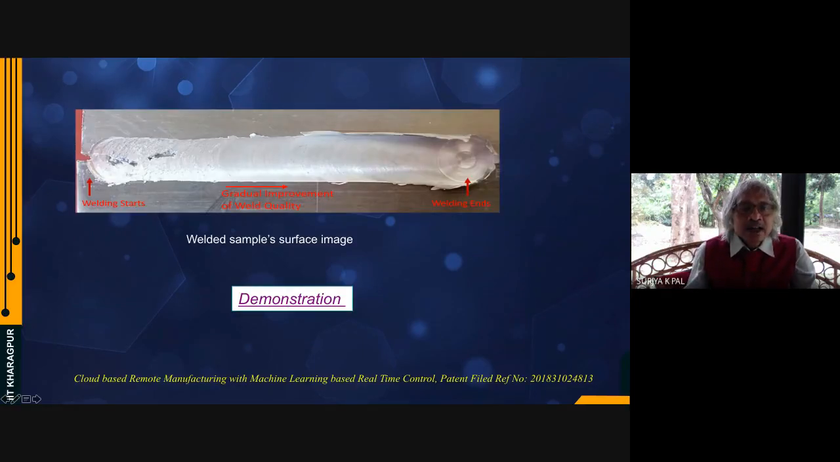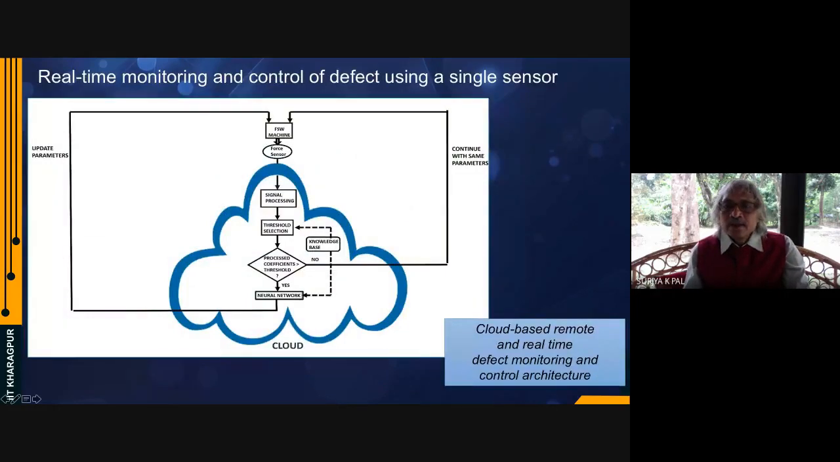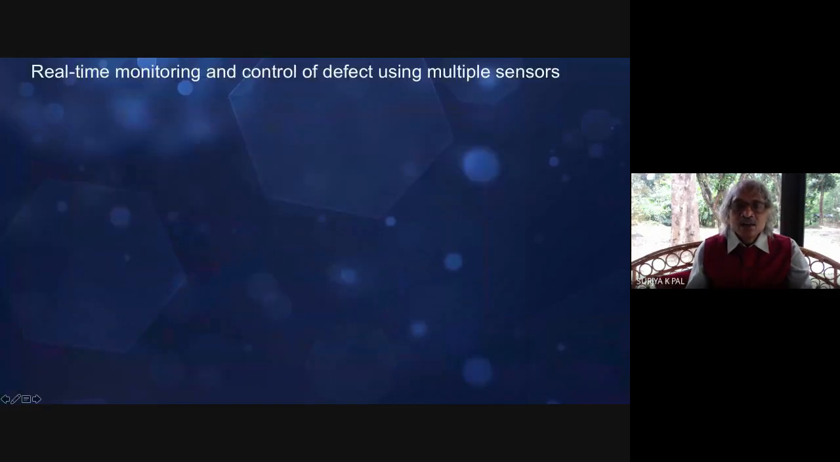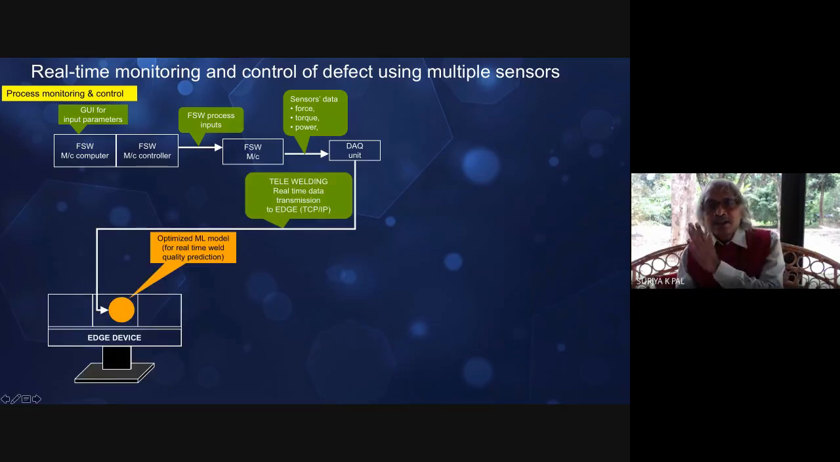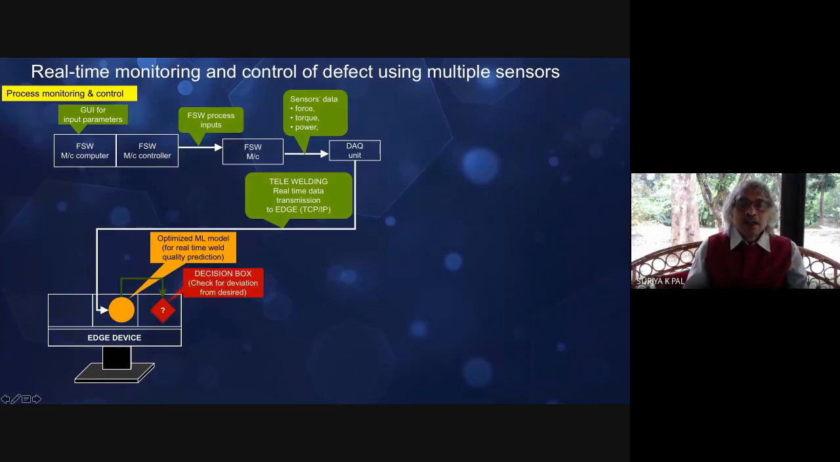So you see that initially there was a defect, and then the process changed its parameter online, and ultimately the defect was not there. So that was done with a single sensor. Then we used multiple sensors like force, torque, and power, and we have also engaged some other sensors. Now this force, torque, power got used in decision making to check the quality of the product.